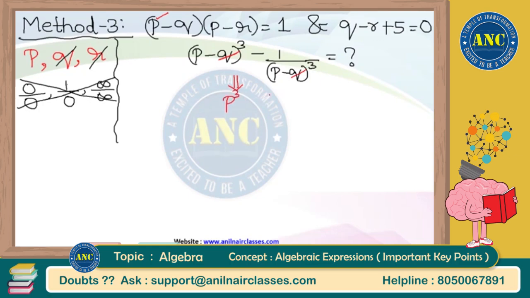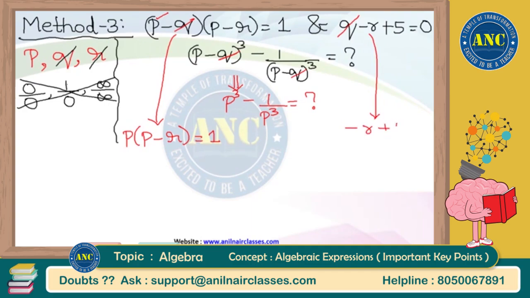I hope you are understanding. P cube minus 1 by p cube is equal to how much? That is what they are asking you in the question. And similarly here also q value 0. This equation reduces to p into p minus r equal to 1. P into p minus r equal to 1, and here also q value 0, minus r plus 5 equal to 0, and minus r plus 5 equal to 0 is nothing but r is equal to 5. That means the moment you put q value 0, you also got to know the value of r.